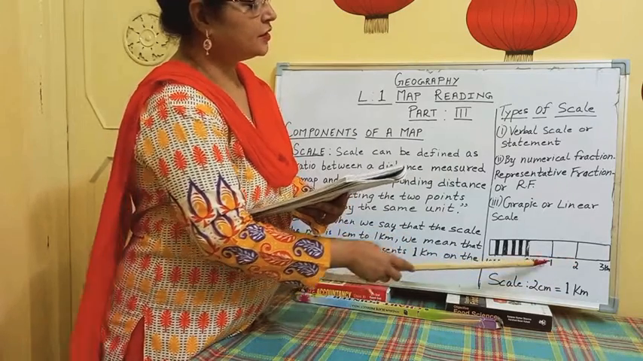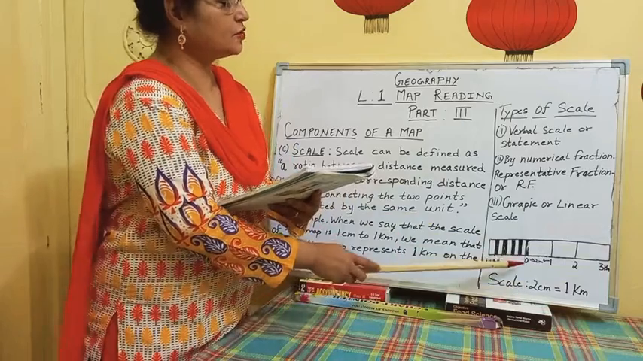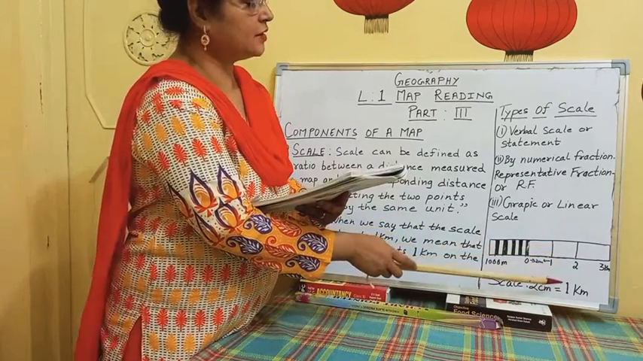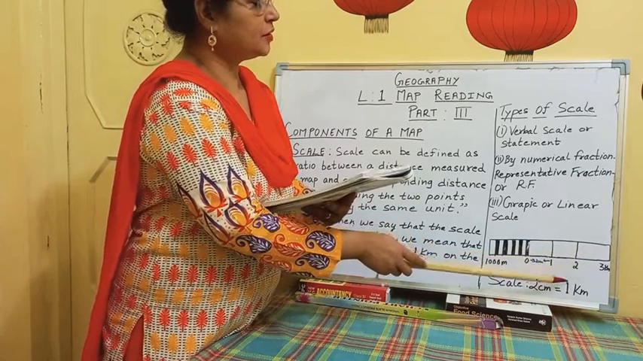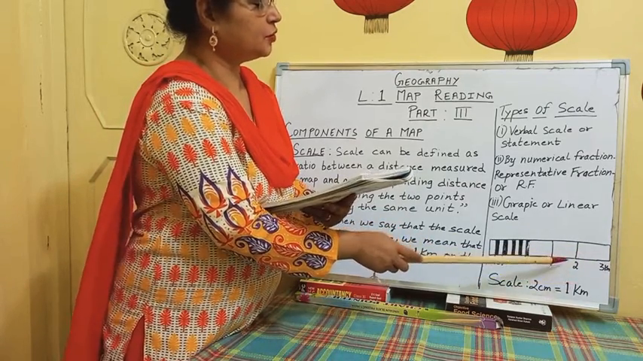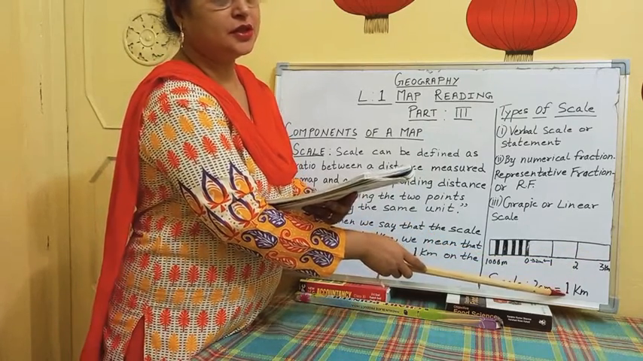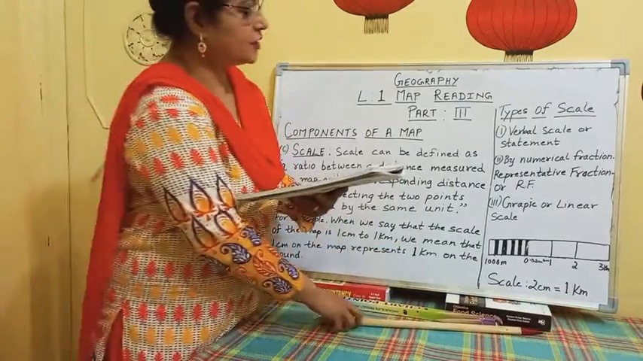So on the ground it will be 3 kilometers, because this 2 centimeter is representing 1 kilometer, then the second 2 centimeter is again 1 kilometer, and the third again 2 centimeter, again 1 kilometer. So 1, 2 and 3 together on the ground will become 3 kilometers. This is how it has been scaled.